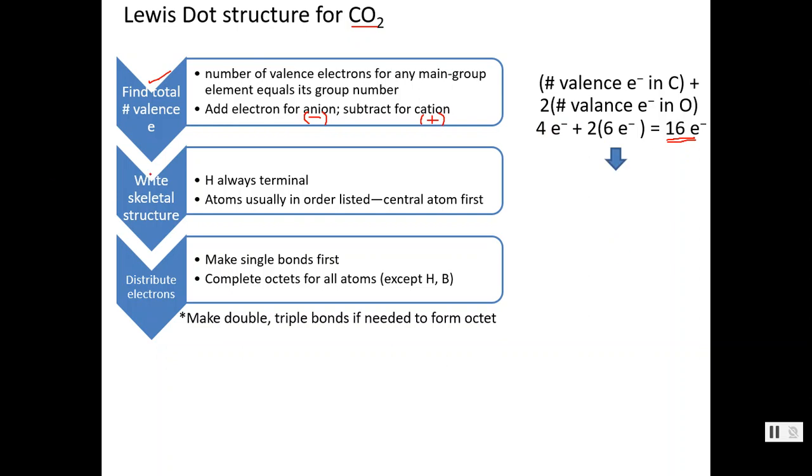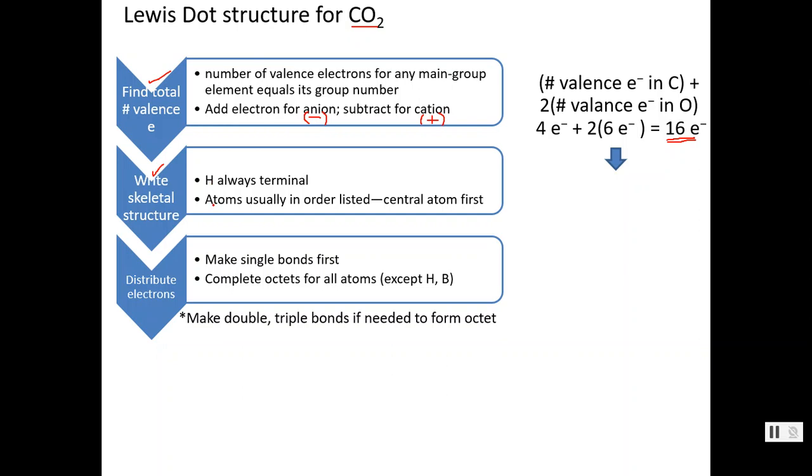The second step is to write the skeletal structure of your molecule. There are 2 rules that we're going to follow when doing this. The first rule is that if you have a hydrogen in your molecule, hydrogen is always terminal, which means it's at the end of the bond. It's not a central atom.